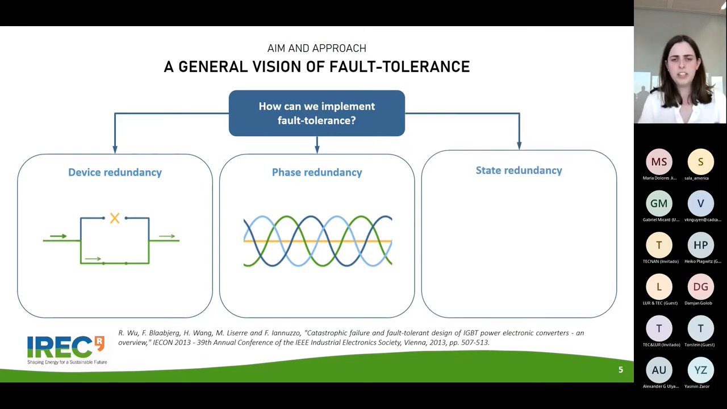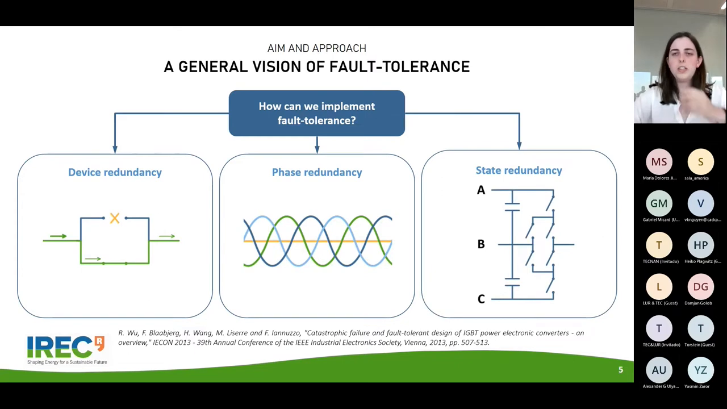And finally, state redundancy. Let's take a look at this a little bit more complicated circuit, but it's very easy to understand. Let's say that we want to have the point B voltage in the output of the system. Well, we could use this upper switch path to have the voltage in the output. But what happens if one of these switches fails? Well, we can always use the lower path for having this voltage on the output also. So state redundancy relies on providing several current paths for an output voltage.